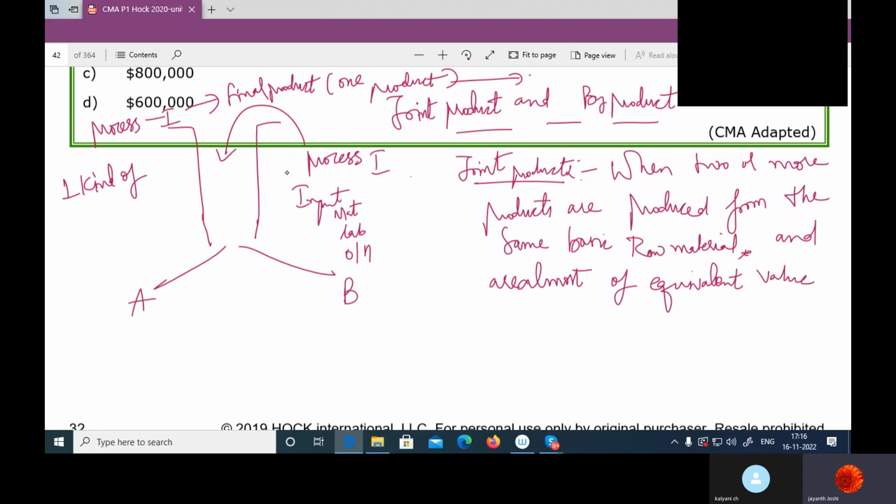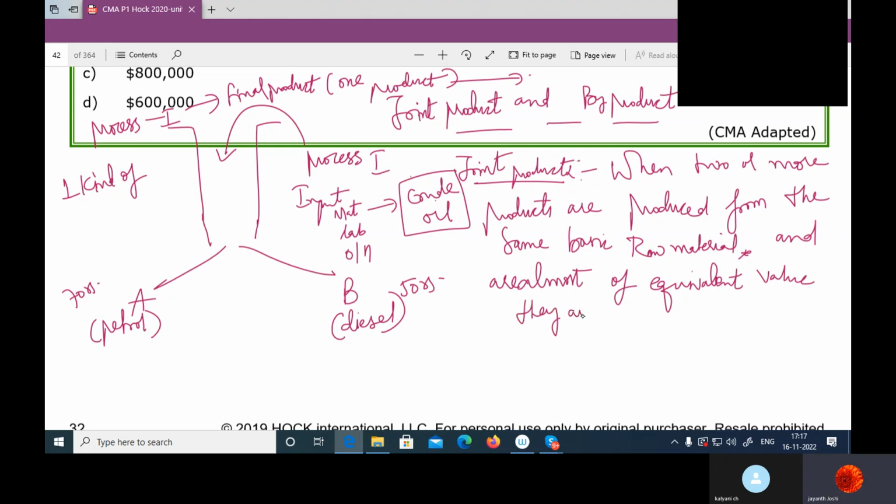See, if in process one the input or material I have given is crude oil, and the two products which came out are petrol and diesel. Are these two of equivalent value if petrol is sold at 70 rupees and diesel is sold at 50 rupees, let's say? These two are separate products, am I right? And we can sell them in the market separately. To make petrol or diesel, what kind of raw material are you using? Crude oil, correct? So they are almost of equivalent value.